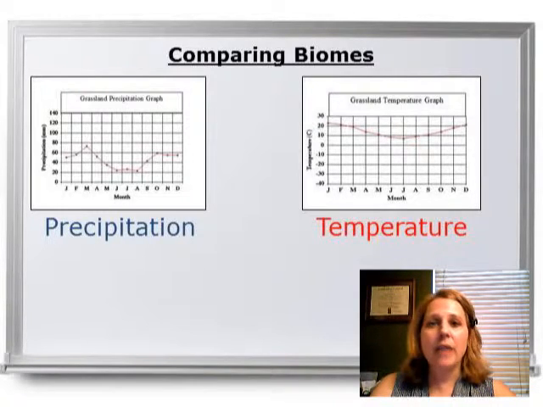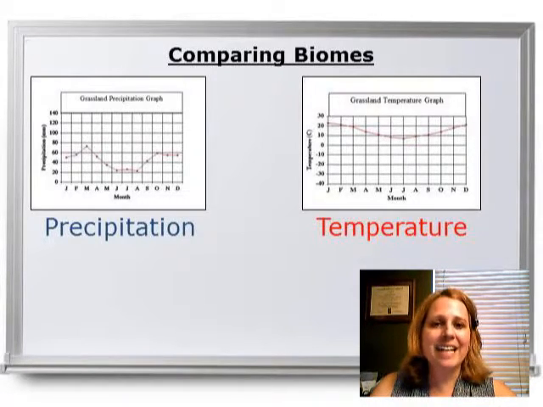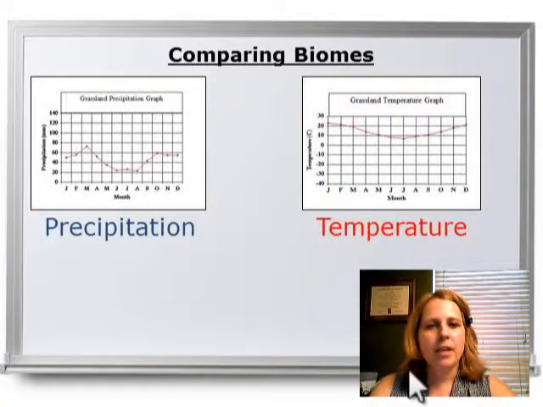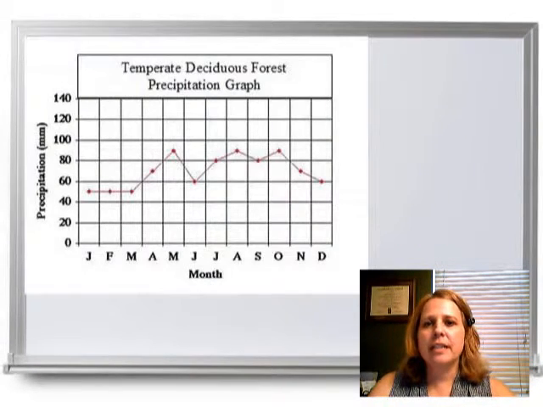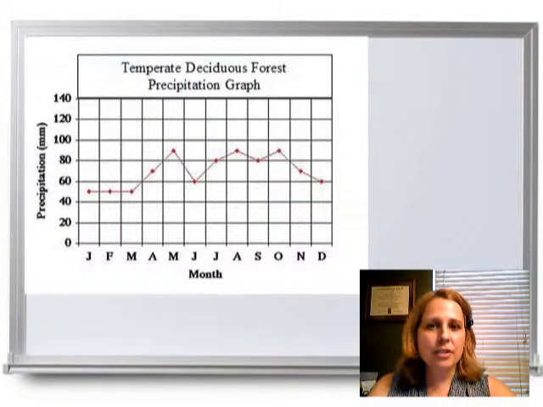You can list the locations and types of plants and animals that live there, as you have done in previous lessons. But you can also compare them to each other by looking at data on graphs and charts. So let's start with our first example here. We have a precipitation graph for the temperate deciduous forest.